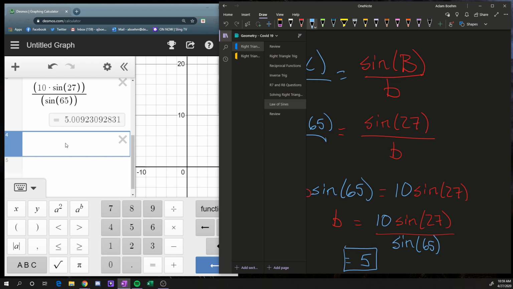Okay, questions about this problem, questions about this concept. This is the time to ask, okay? I will give you this class period to finish this IXL, but questions right now would be great.